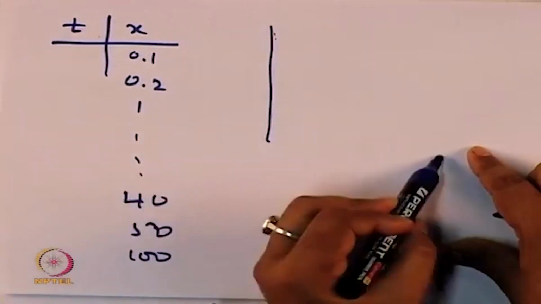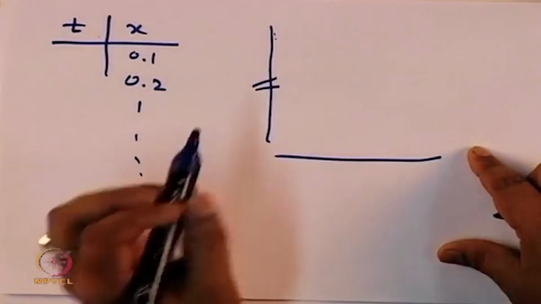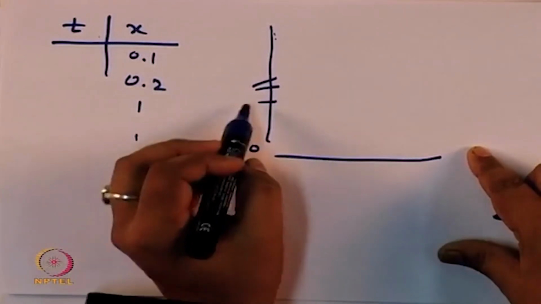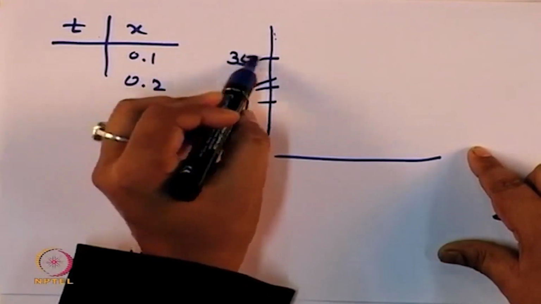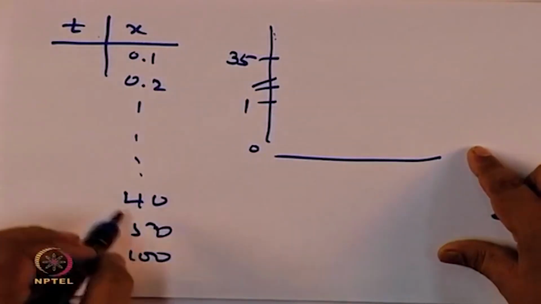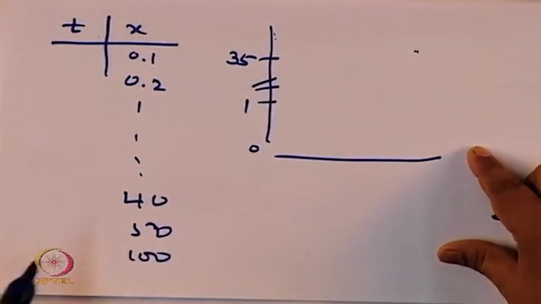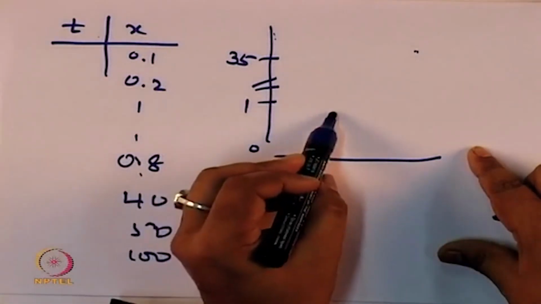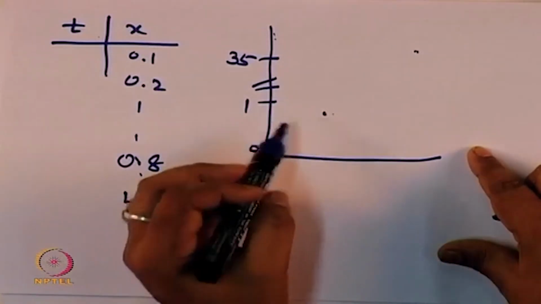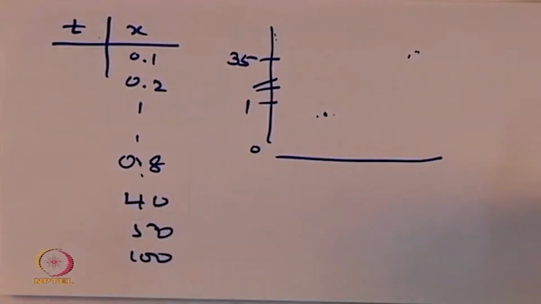You either insert a break in the axis. So, let us say my 0 to 1 is in one graph, and the next point starts from 35. So, my 40 point will rise somewhere here, and if the largest value is 0.8, it will be somewhere here. So, I can see both these points on the same axis.